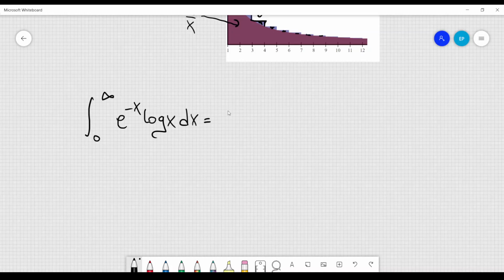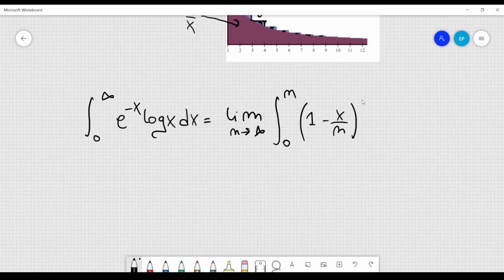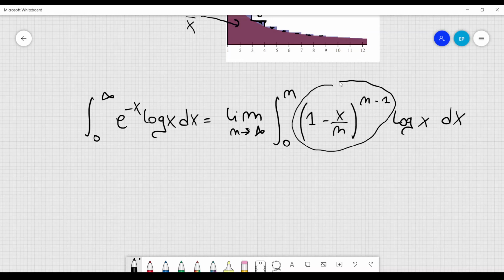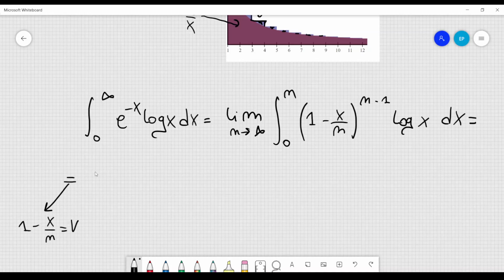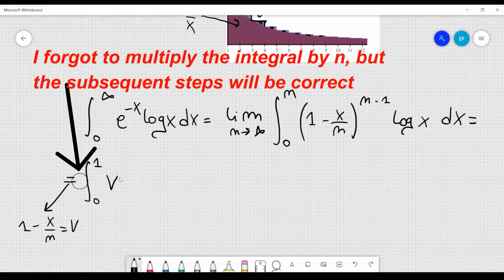We can rewrite it in this way as limit as n goes to infinity of the integral from 0 to n of (1 minus x over n) to the n minus 1 logarithm of x dx, since as n grows larger, this function here will converge to the exponential. Now we make a substitution. The substitution that we are going to do here is 1 minus x over n equal to v. And if you substitute, you can rewrite the integral like this. It is the integral from 0 to 1 v to the n minus 1 logarithm of n times (1 minus v) dv. Now this can be rewritten like this.